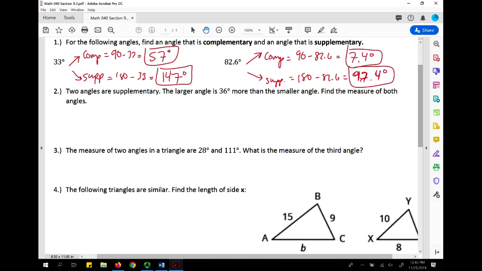This one's more of a word problem like we were doing before. Two angles are supplementary. What does that mean they add up to? They've got to add up to 180. The larger angle is 36 more than the smaller, so we're going to set this up in an equation. You have one angle, x, and then another angle, which is x plus 36 degrees. If you add up the two angles, since they're supplementary, they should add up to 180. And then you're going to solve this equation. So that's 2x plus 36.